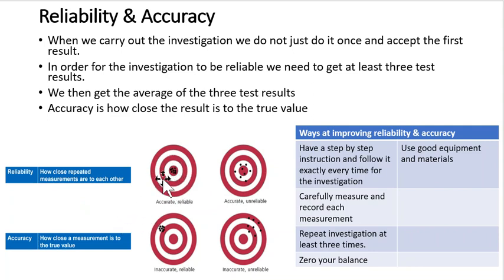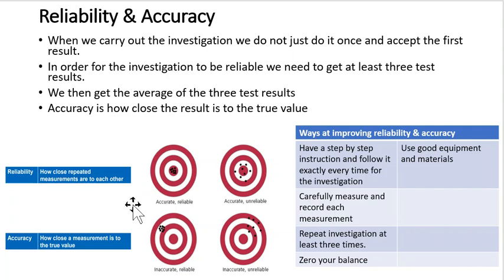If we look at the first one here, the shot is accurate and it's reliable. You can see that it's hitting the bullseye, the target, right in the center. But also, you can see that the method that the person is using is very accurate. Why? Because the results are very much the same.